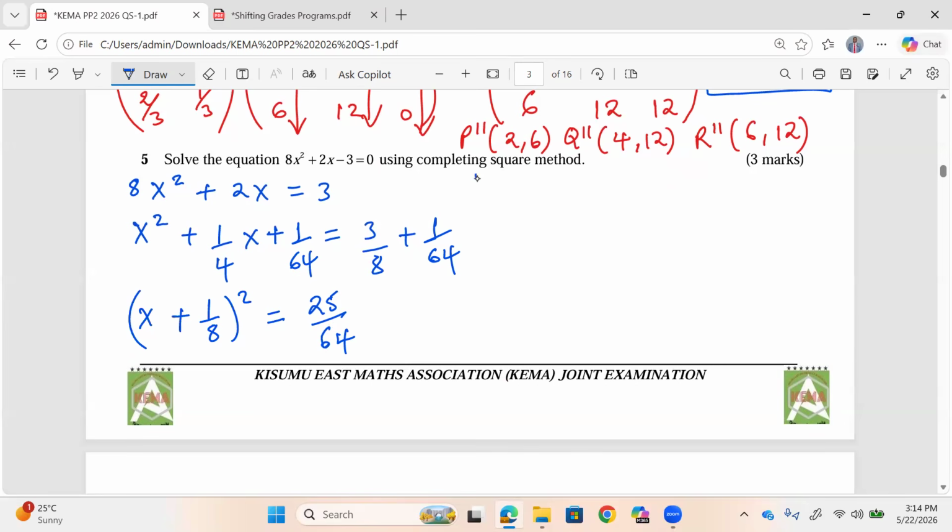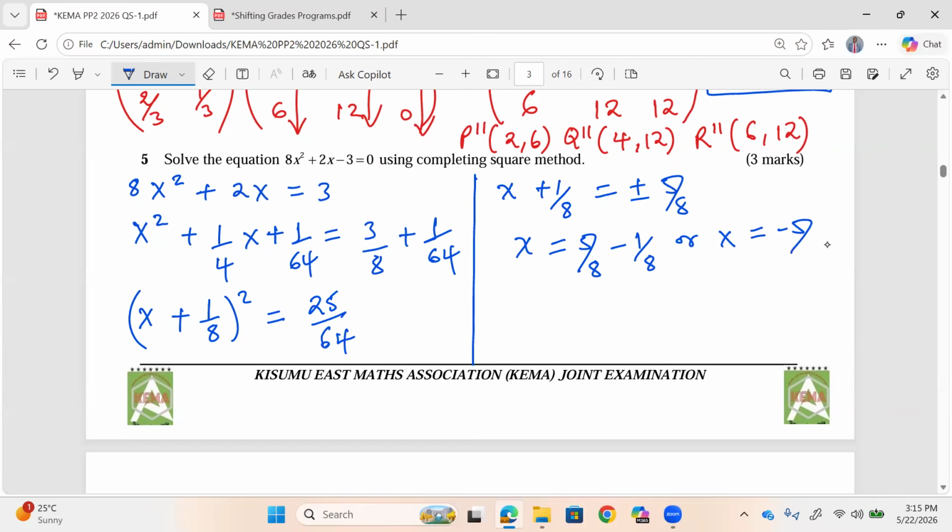So the next thing is to find the square root for both sides. Finding the square root for both sides means we remain with x plus 1/8, because it was squared, equals plus or minus the square root of the right-hand side. It becomes 5/8. To remain with x, now we deal with the positive square root. We subtract 1/8, or x equals the negative square root minus 1/8.